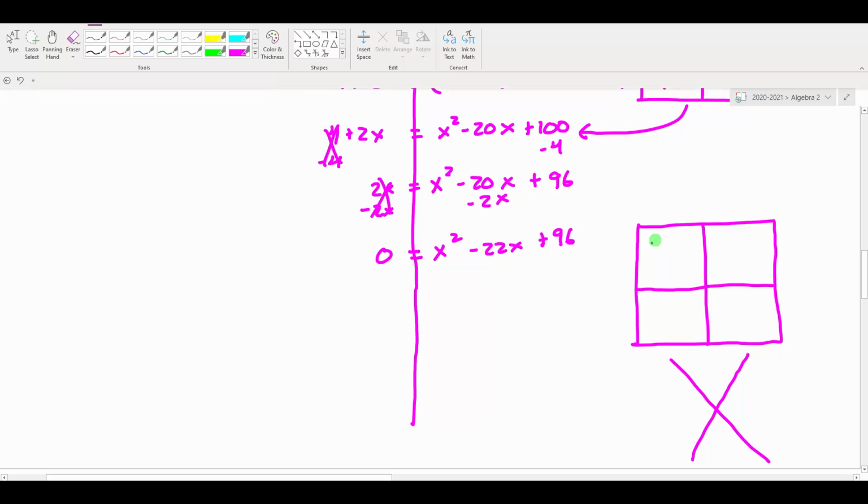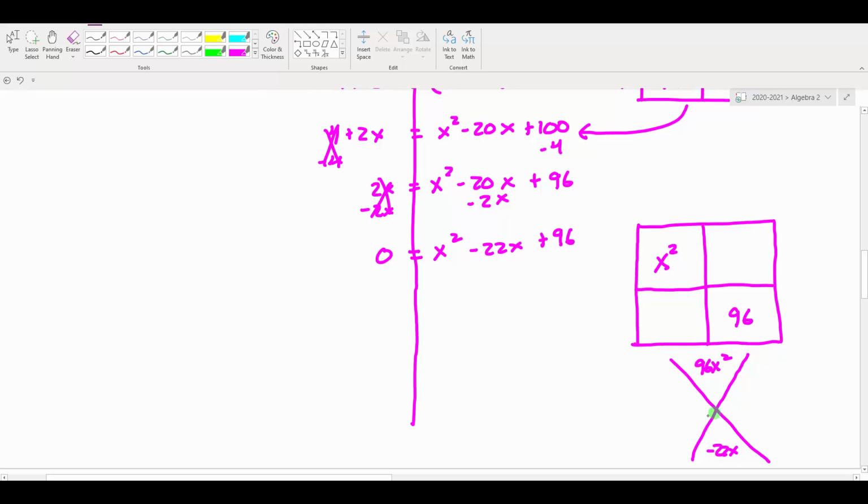Give it a try anyways. All right, so x squared is going in the upper left-hand corner. 96 goes in the bottom right-hand corner. And then the negative 22x goes in the bottom of my diamond. All right, and then I'm going to multiply here. I multiply this first diagonal to get the top of my diamond. All right, so we got 96x squared.